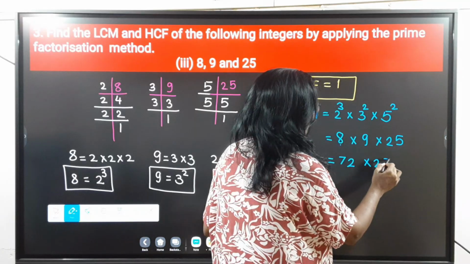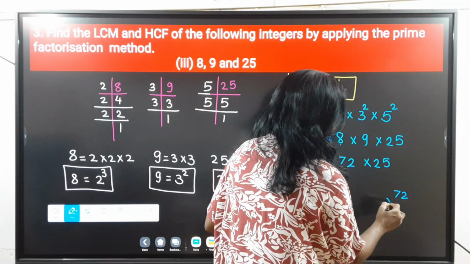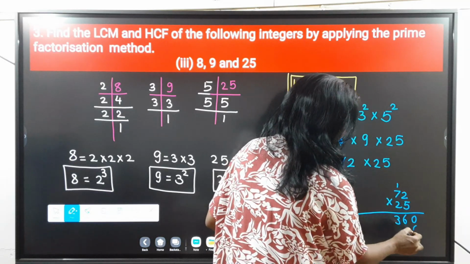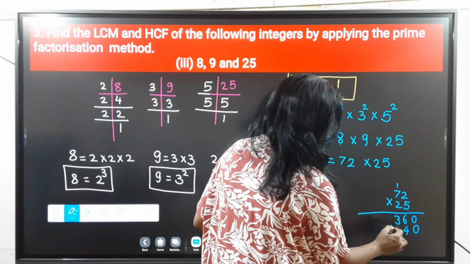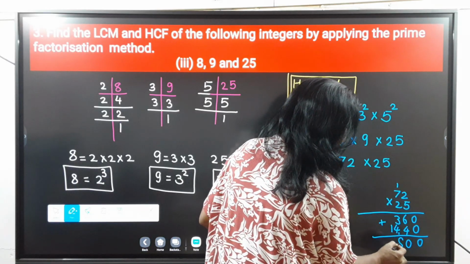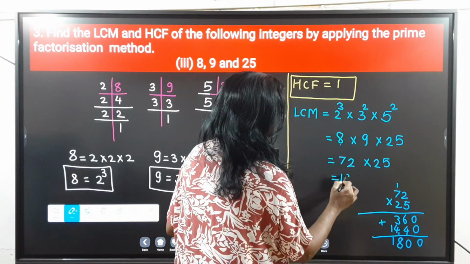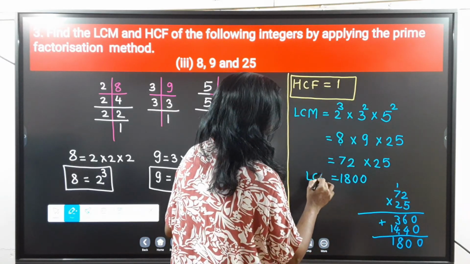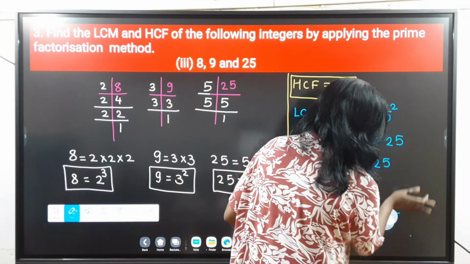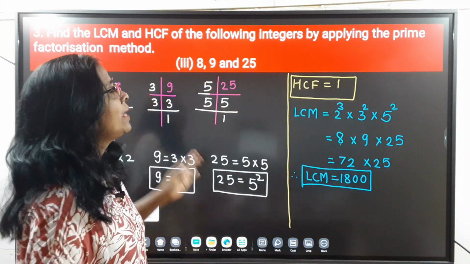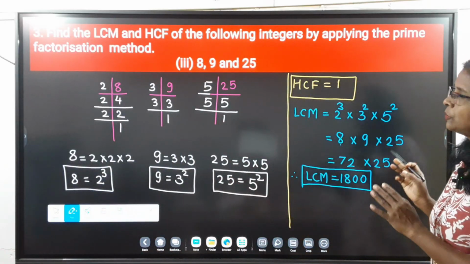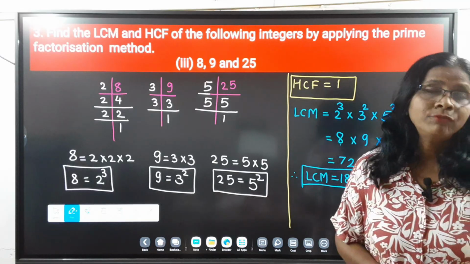Okay students, then 8 9s are 72. Then here multiply 25. So now here 72 multiply 25. That gives 1800. Okay student. So LCM is equal to 1800. LCM is equal to 1800. Okay. By applying the prime factorization method, we can calculate the HCF and the LCM.